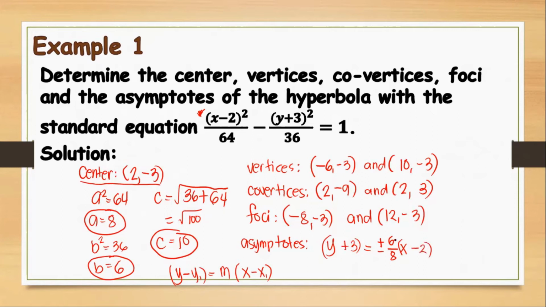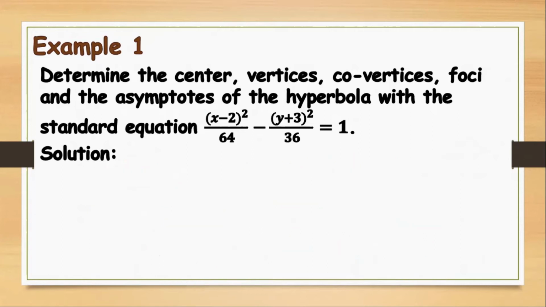Okay, so if we are going to reduce this and also transfer your 3 to the right side of your equation because it does not belong there. You only have to have y here. So 3 will transfer here on the right. So we have y equals -3 plus or minus 6/8, which is equivalent to 3/4, of (x minus 2). That will be the equation for the asymptote of the given hyperbola.